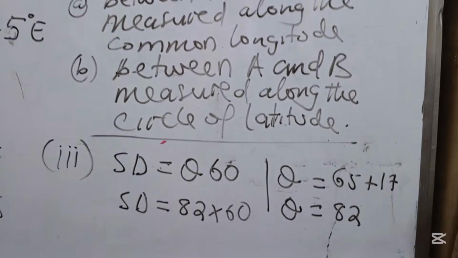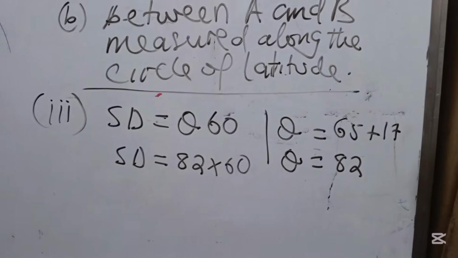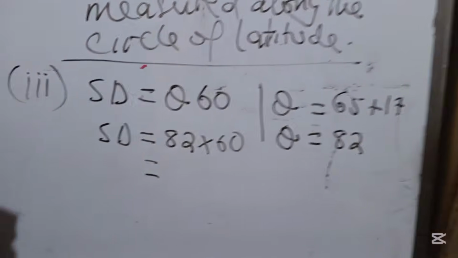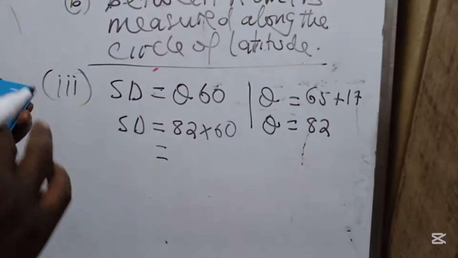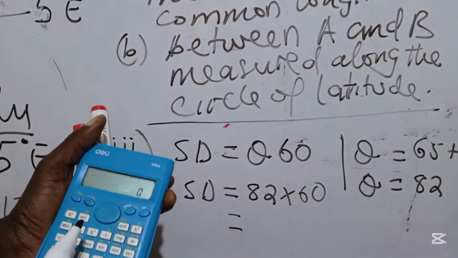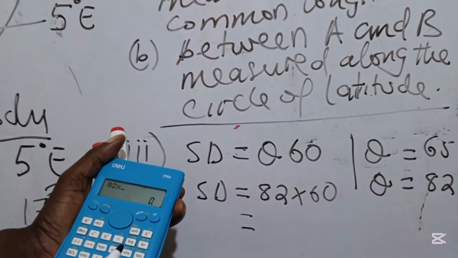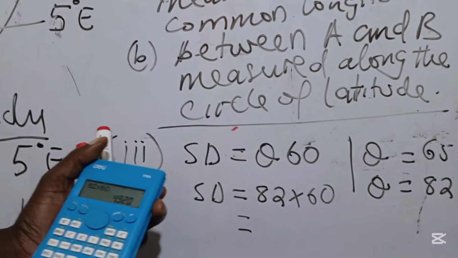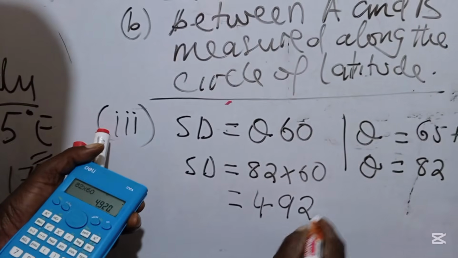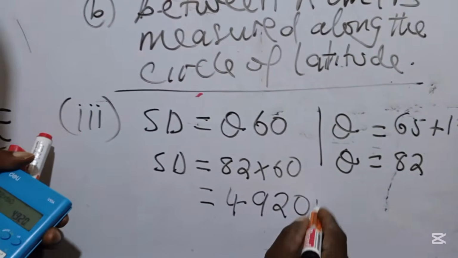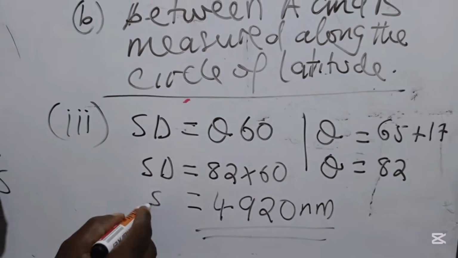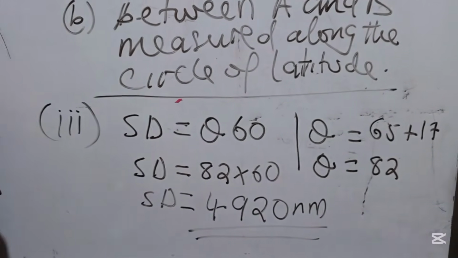Please don't struggle, don't stress yourself. All you need to do is use the calculator. Make sure that your calculator is well set. Don't put on radian and others. Try to reset, whereby you say 82 multiplied by 60. I'm sure you'll get something like 4920 nautical miles. Ladies and gentlemen, this is already in the schematic figures, no need of you struggling. This is the shortest distance.